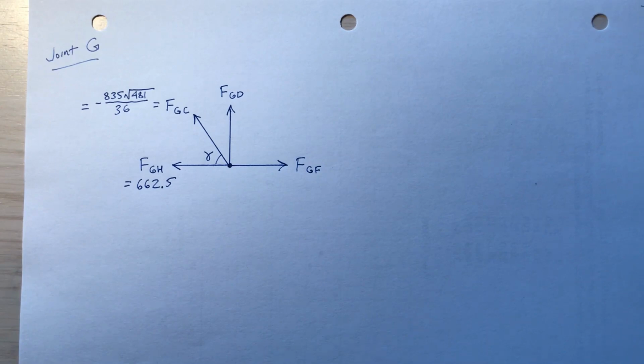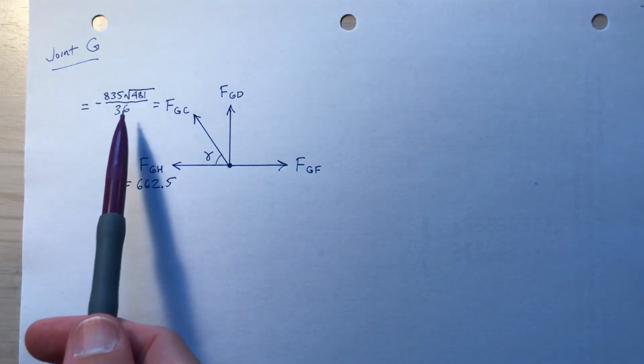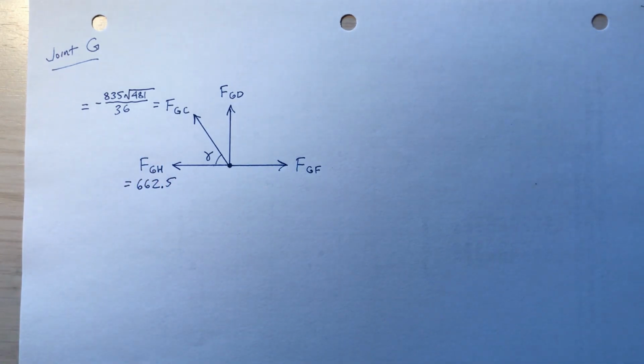Does it look as though I transferred all the information over correctly? I used the exact answer for the bar force in member CG. Okay, so I want to find F sub GD and F sub GF. So I'm going to find the sum of the forces in the x direction and the sum of the forces in the y direction. I'll do the y direction first.